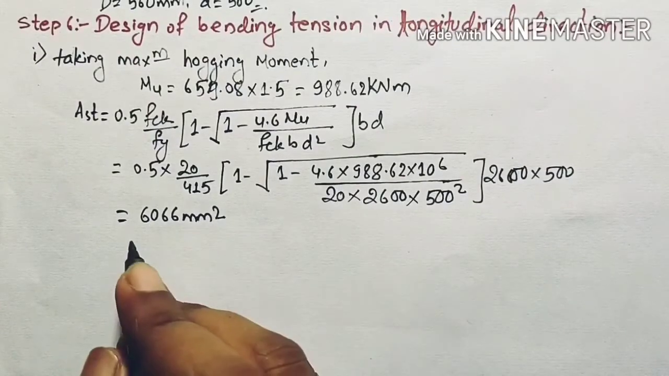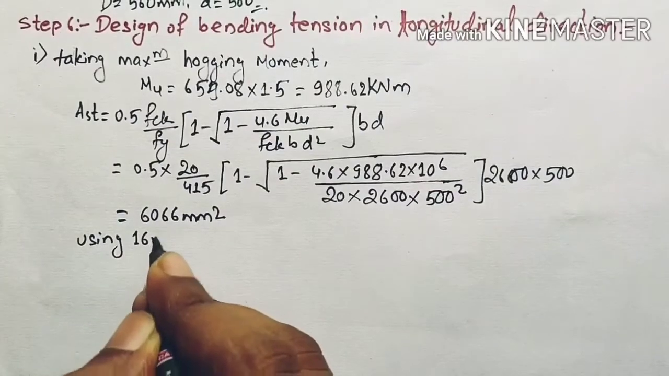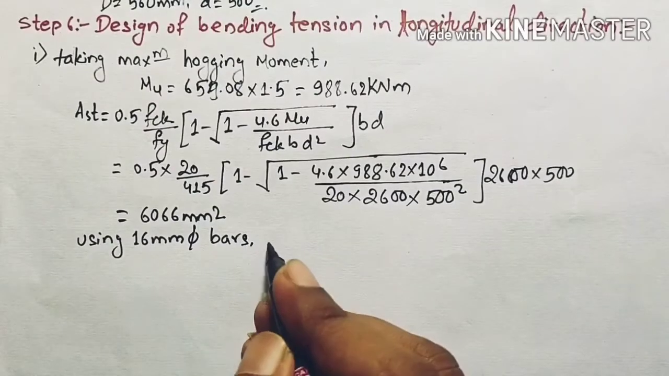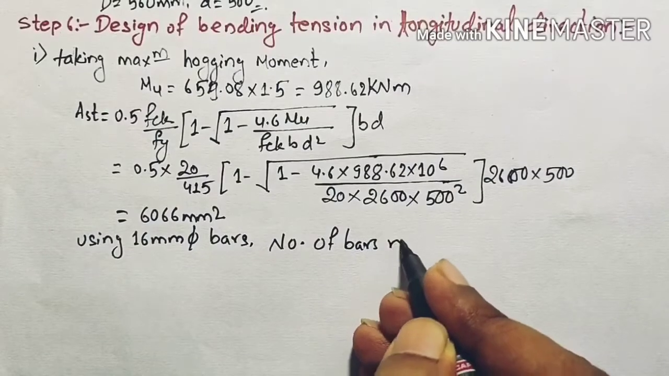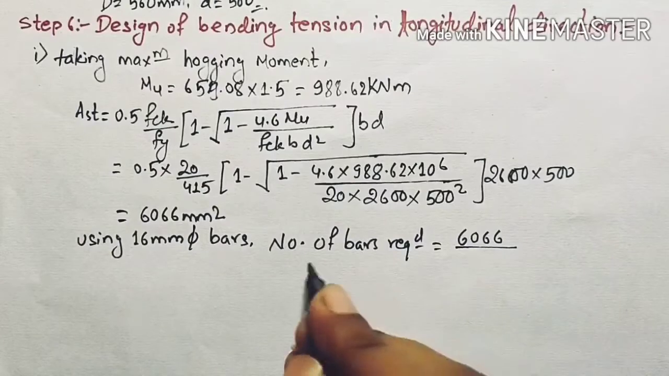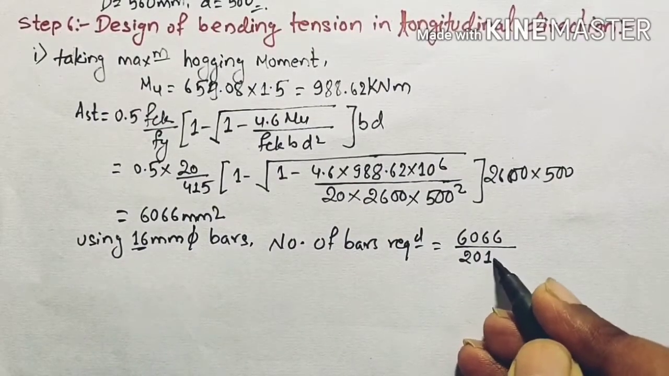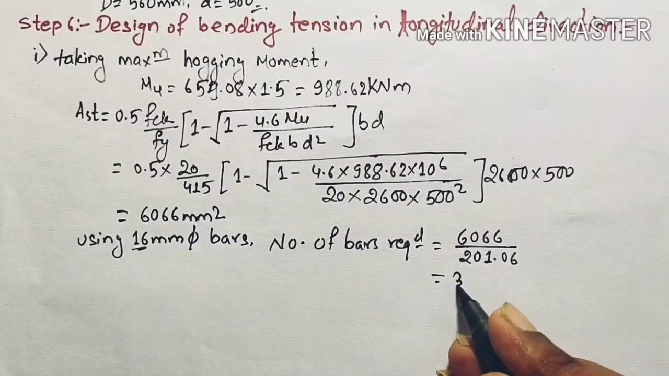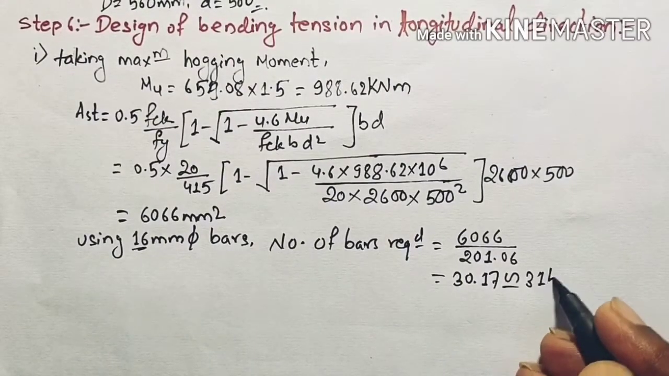millimeter square. And now using 16 millimeter dia bars, number of bars required equals 6066 divided by Ast of 1 bar of 16 millimeter dia, that is 201.06 millimeter square, and from here we will get the number of bars as 30.17, which will be approximately equal to 31 bars.